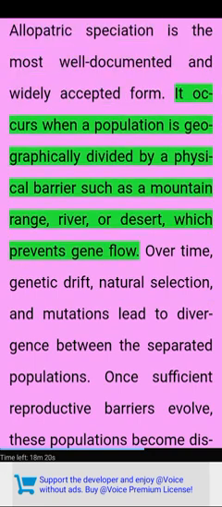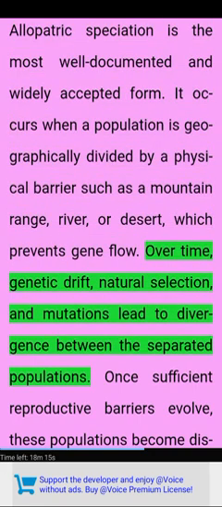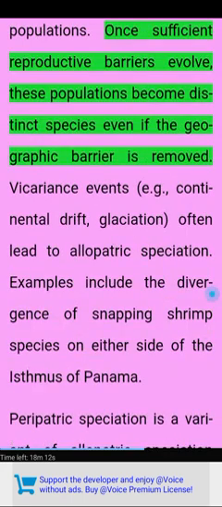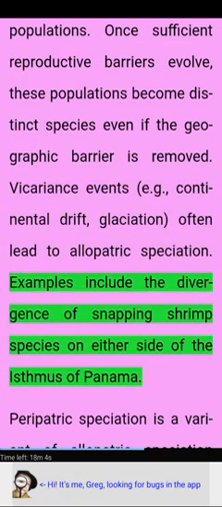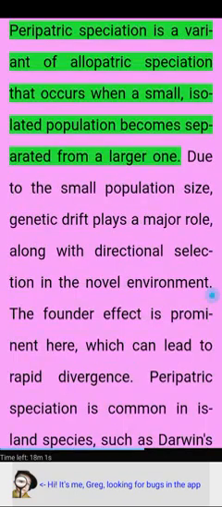It occurs when a population is geographically divided by a physical barrier such as a mountain range, river, or desert, which prevents gene flow. Over time, genetic drift, natural selection, and mutations lead to divergence between the separated populations. Once sufficient reproductive barriers evolve, these populations become distinct species even if the geographic barrier is removed. Vicariance events, e.g., continental drift, glaciation, often lead to allopatric speciation. Examples include the divergence of snapping shrimp species on either side of the Isthmus of Panama.